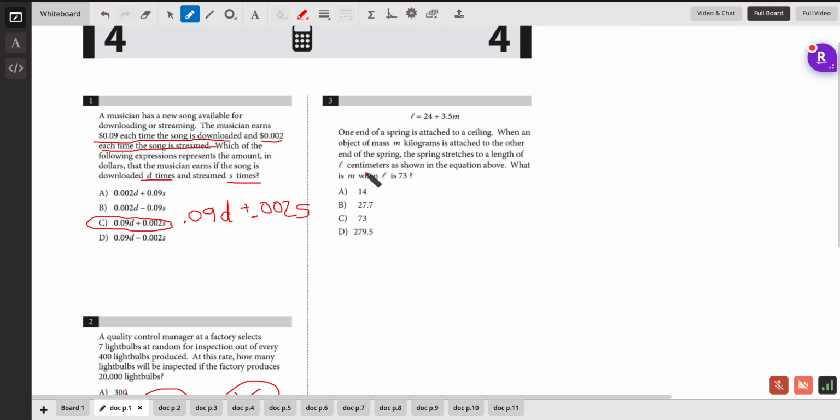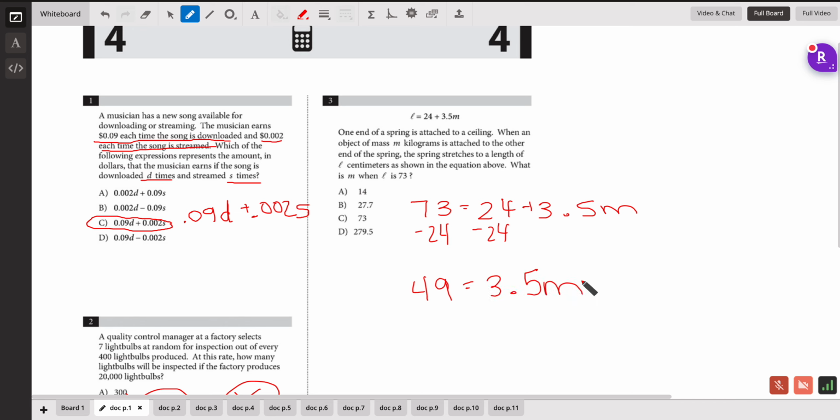All right, well, we know that L is 73, so I can substitute L in the equation for 73. So 73 equals 24 plus 3.5 times m. We would subtract 24 from both sides. So 49 equals 3.5 times m. And then we'll just divide. It's just a simple equation. Divide by 3.5. And the answer here is going to give you 14.